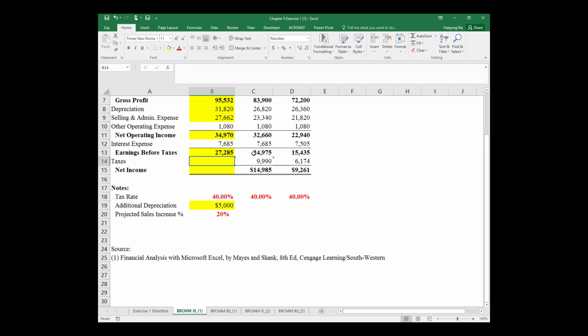And let's calculate taxes. Tax amount is always decided by earnings before taxes. So this one times the tax rate, and your tax amount is just calculated. And your bottom line, net income, is, of course, earnings before taxes minus taxes. And there you go. You should have net income of 16,371.